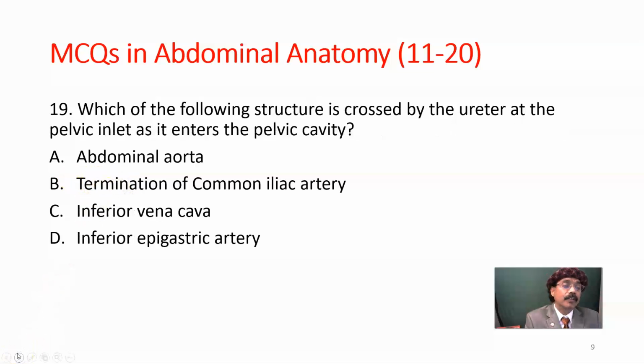Which of the following structures is crossed by the ureter at the pelvic inlet as it enters the pelvic cavity? Abdominal aorta, termination of common iliac artery, inferior vena cava, inferior epigastric artery. What is the correct answer? At the pelvic brim, there will be crossing with the ureter. There should be termination of the common iliac artery and its splitting into internal and external iliac arteries. So this termination is crossed by the ureter.